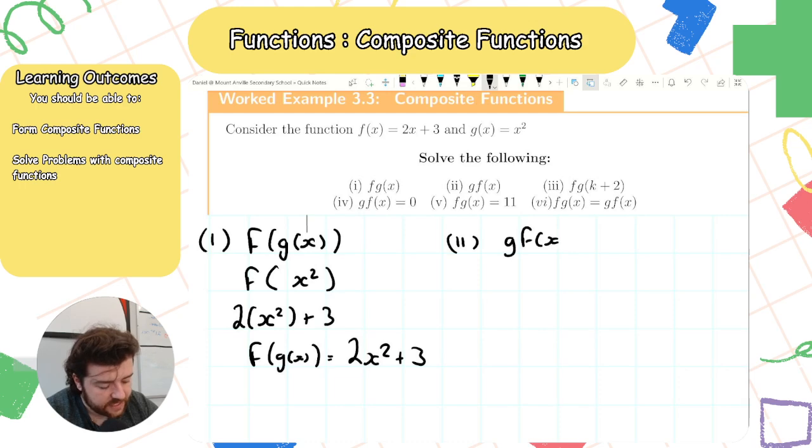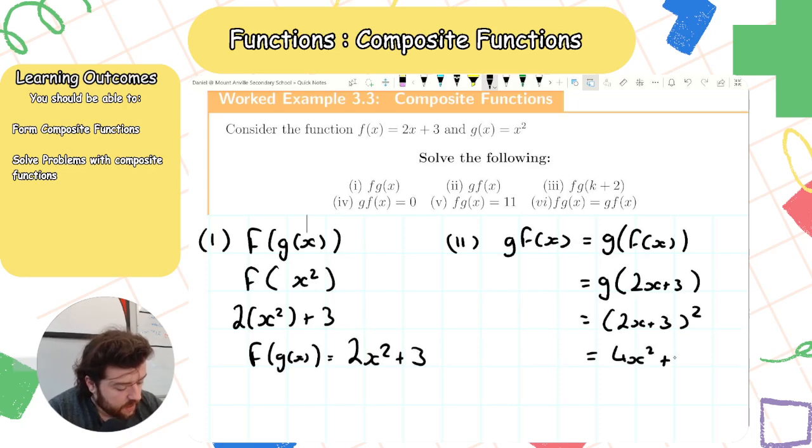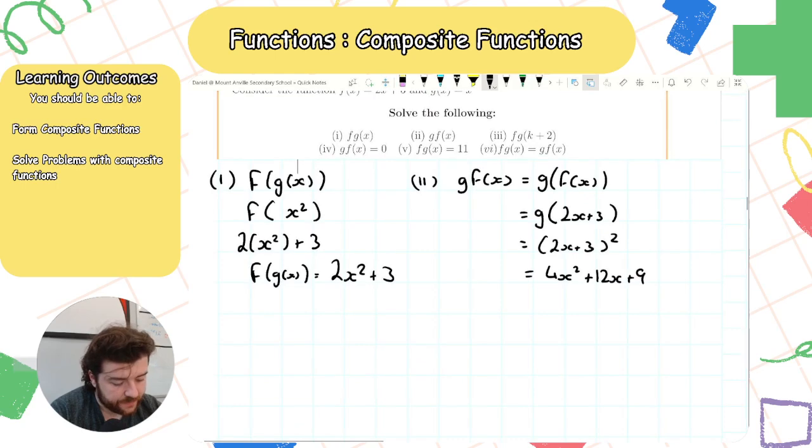g of f of x is going to be equal to g of 2x plus 3, which is equal to, my input now for function g is 2x plus 3. My function is x squared, so that's going to be (2x plus 3) squared, which is equal to 4x squared plus 12x plus 9 when I multiply it out.